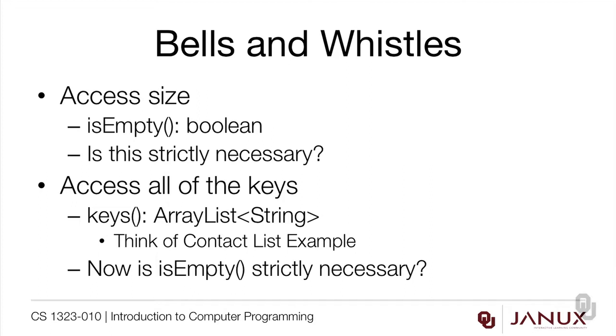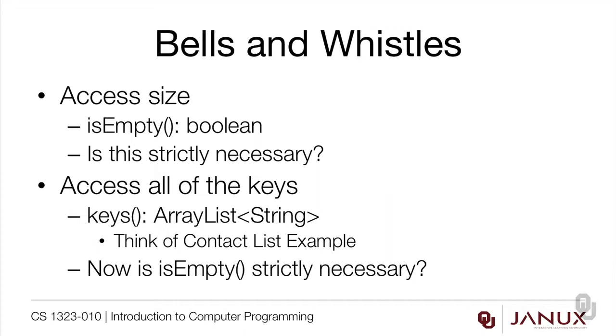Now, let's think about another method. If you think about that contact list example for cell phones, one thing we're going to need is a list of all the names that are in the phone. Because usually we're going to have a graphical user interface and users are going to be picking those names. So we need a method that returns all of the keys that are available. Now that will be an array list of strings.